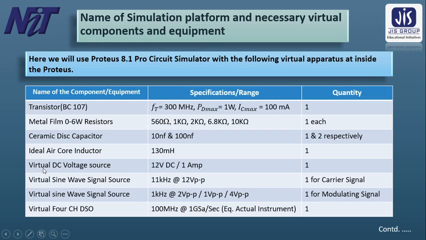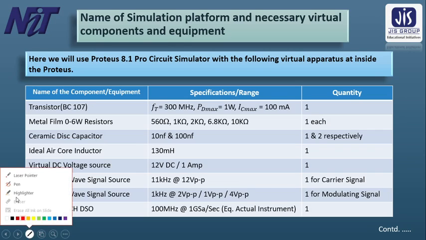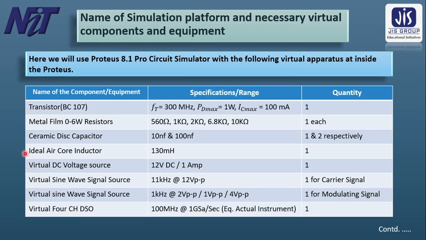To operate the circuit we need a DC source. In Proteus I have written virtual components over here, but practically, when we do this experiment in the laboratory, we will use all the sources on a real platform. The specification of this DC voltage source is 12 volt, 1 ampere.